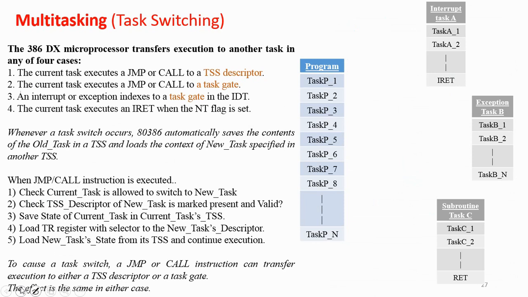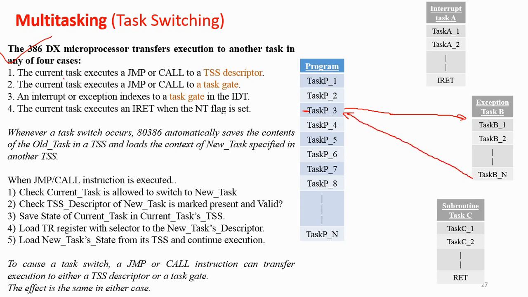Now let's see what happens during multitasking. The 386 microprocessor transfers execution to another task in any of 4 cases. First, if the current task executes a jump or call instruction. Let's suppose a call instruction gets executed, calling some exception-related task, then it will jump to that particular instruction or exception and will come back.